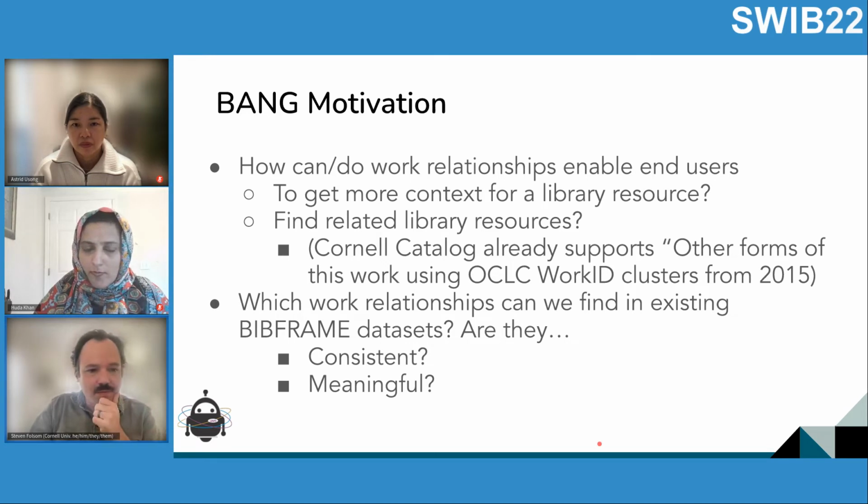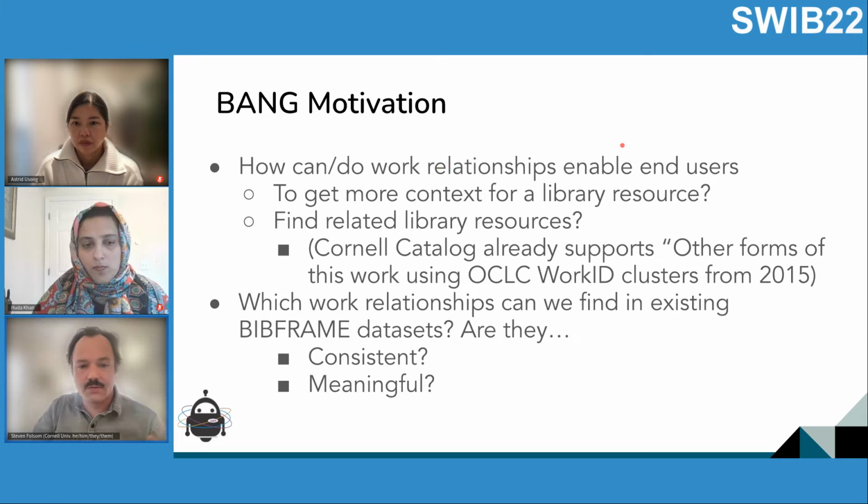Okay, so BIBFRAME motivations. Our hypothesis here is that work and instance distinctions could be more useful for clustering different forms of a given work, and that work constellations could provide more context for library resources. One thing to point out is that we already have an other forms of this work feature that is driven by OCLC work clusters. So we already have a sense of what clustering can do for the user. And we began evaluating other BIBFRAME data sources to see if we could find consistent and meaningful relationships.